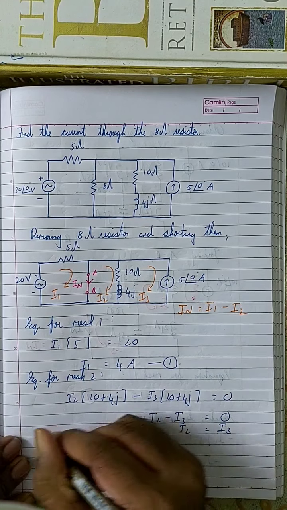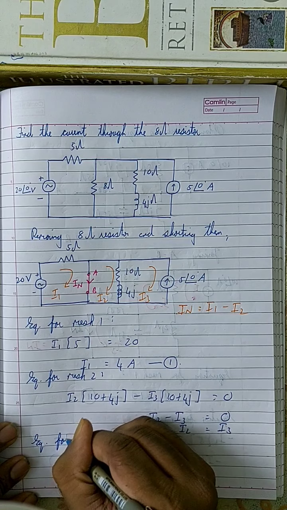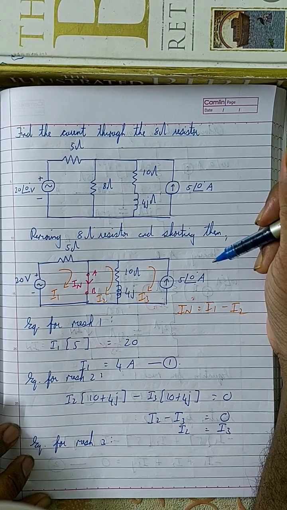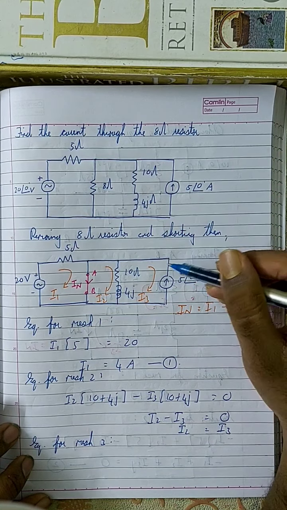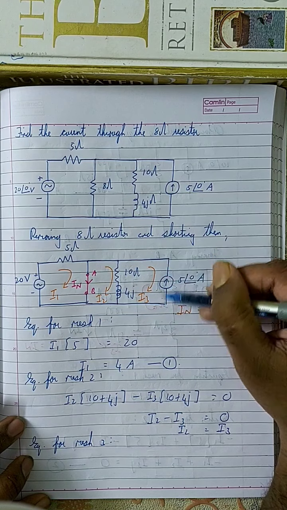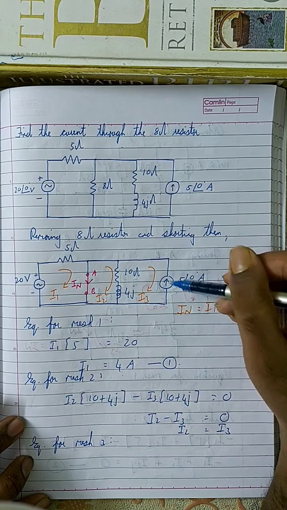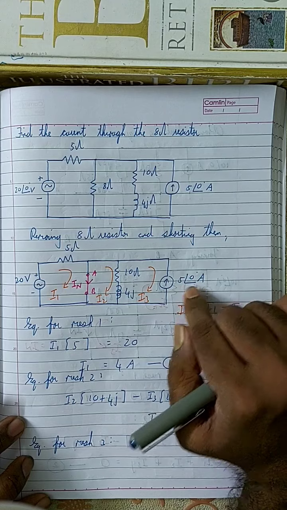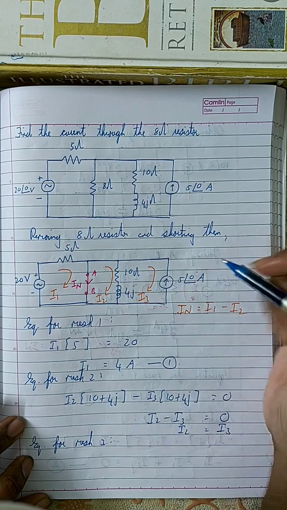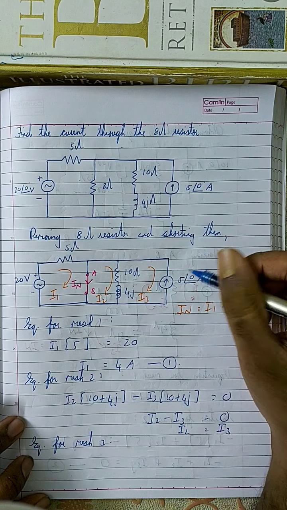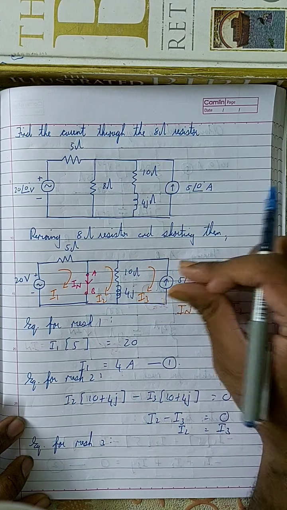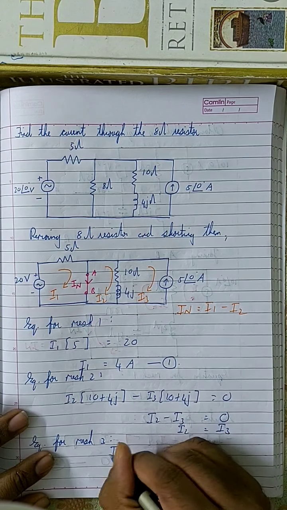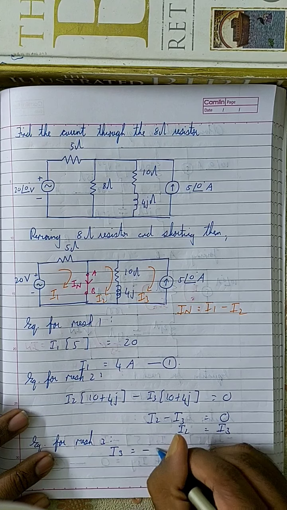Now I am going to write the equation for mesh 3. This equation is very simple. Look over here, the current through this branch is I3, flowing downwards. But already there is a current in that branch flowing in the opposite direction, and that current is 5 angle 0, or 5 amperes. Therefore the equation for mesh 3 is I3 is equal to minus 5.